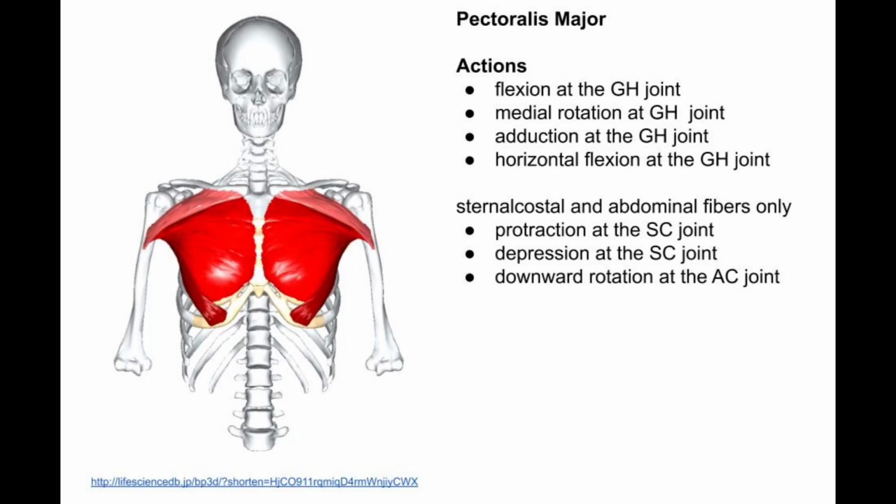The sternocostal and abdominal fibers only can act on the AC and SC joints. So they can do protraction at the SC joint in the transverse plane, depression of the SC joint in the frontal plane, and downward rotation at the AC joint also in the frontal plane.